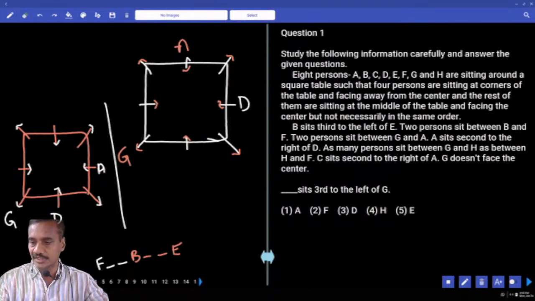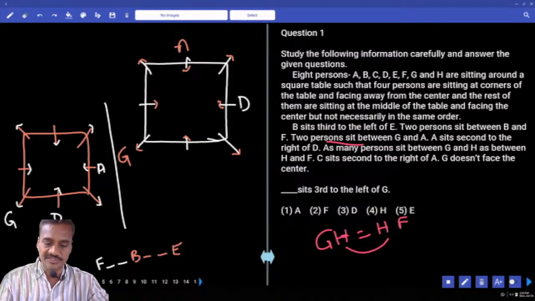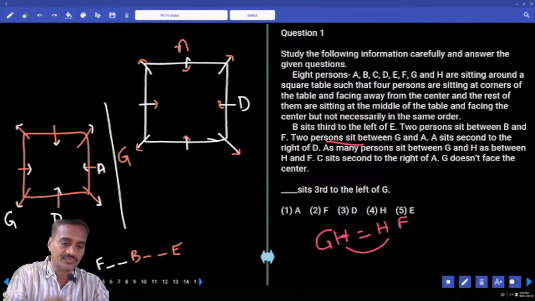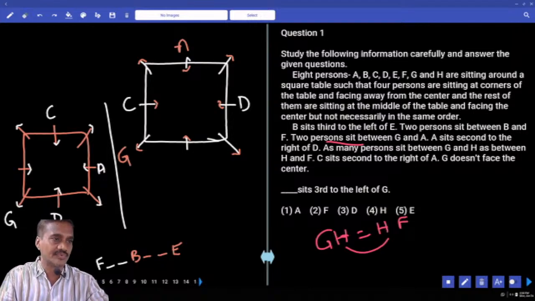And 2 persons between G and A, and A sits second to the right. As many persons between G and H as between H and F. That means H must be exactly in between G and F. H is exactly between G and F. And C sits second to the right of A. Now C is seated second to the right of A.